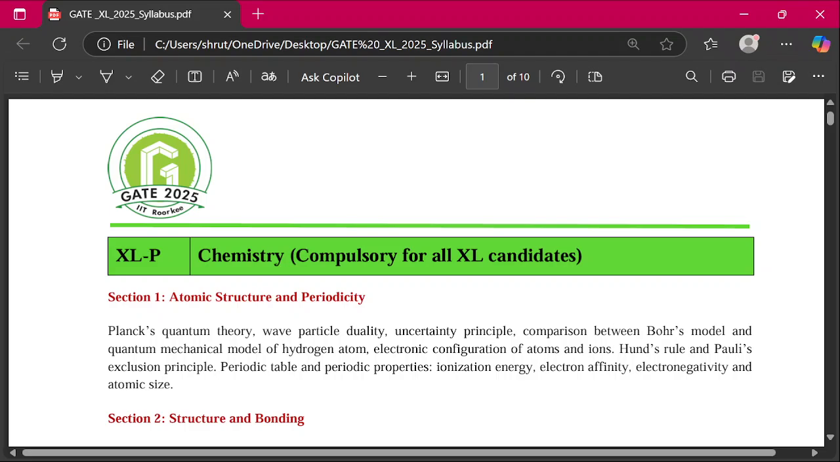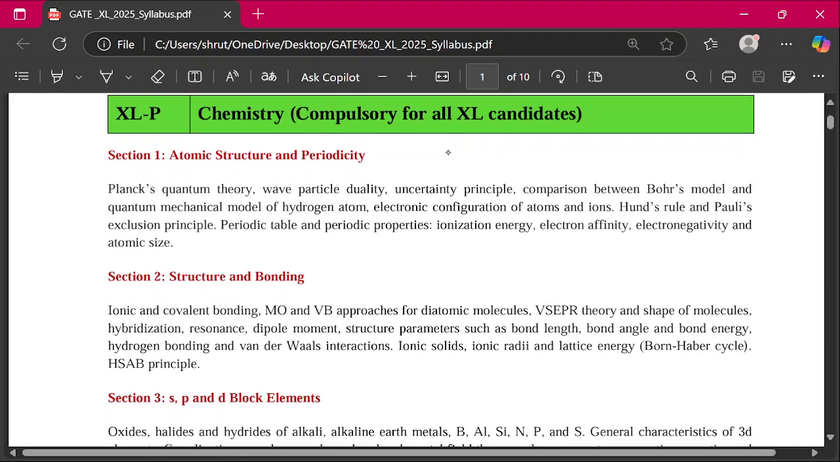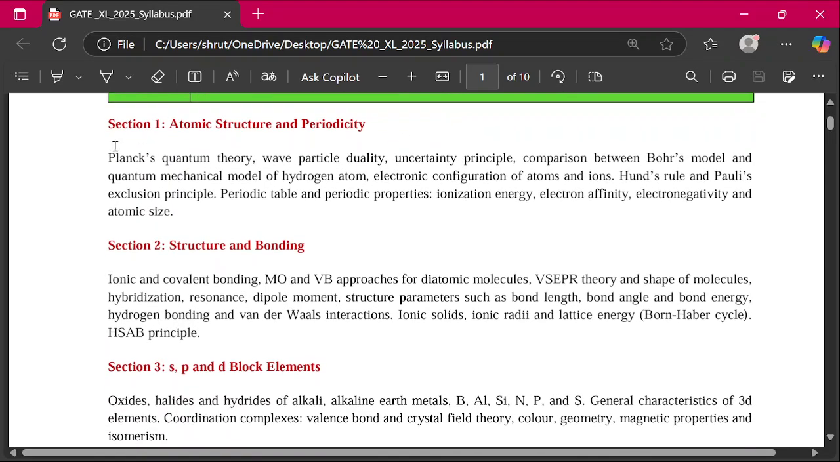Firstly, the chemistry, which is compulsory for all XL candidates. In the chemistry part, the first section is atomic structure and periodicity, in which we have to study Planck's quantum theory, wave particle duality, uncertainty principle, comparison between Bohr's model and quantum mechanical model of hydrogen atom, electronic configuration of atoms and ions, Hund's rule, Pauli's exclusion principle, periodic table, periodic properties like ionization energy, electron affinity, electronegativity, and the atomic size.